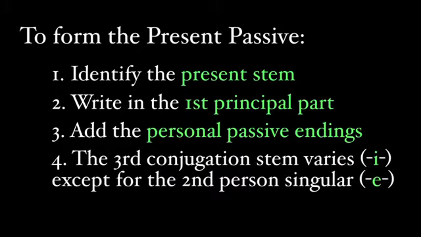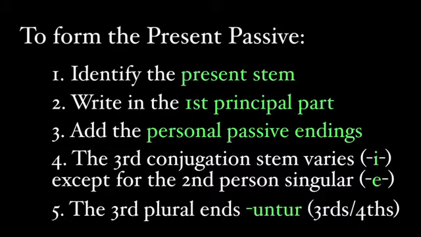But take note of the differences in vowels in the third conjugation. The short E changes to an I in most forms, except for the second person singular. And also, the third and fourth conjugations end in untur. In most ways, the passive is just the active in the present tense, with a different personal ending.